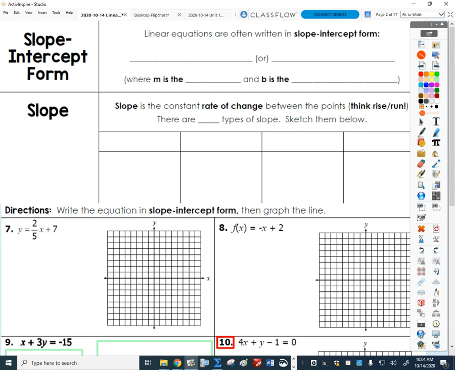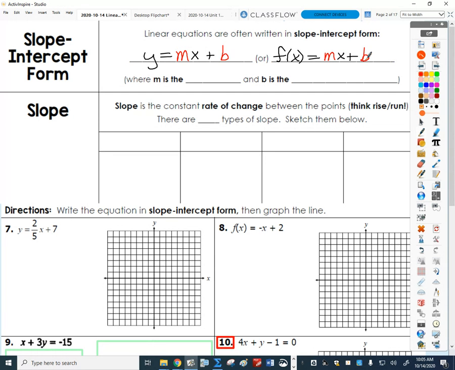Okay, slope-intercept form. This is the one you're most familiar with. Rebecca Bertram, what's slope-intercept form? You probably remember that. Good. y equals mx plus b. Or another way of saying it is we could use function notation and say f of x equals mx plus b.